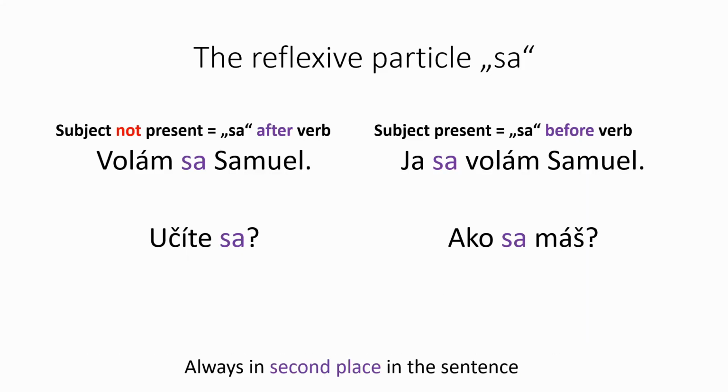So the reflexive particle sa is used to reflect that the subject is more present at the action that is being done, or that the action somehow pertains to the subject. So for example, if you are called something, then that is your name, that is how you are called. It doesn't relate to anyone else, and you could almost say that the subject and the object of the sentence are one and the same thing.